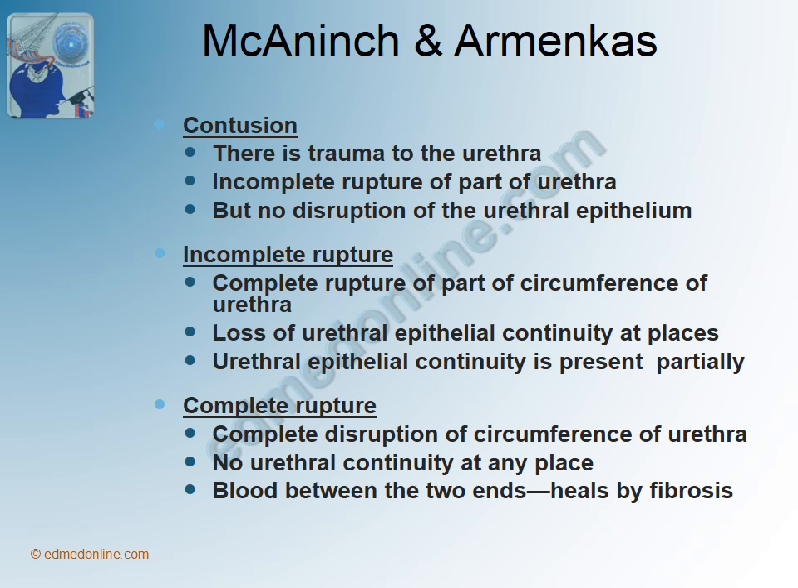The third is a complete rupture, where there is a complete disruption of the circumference of the urethra. The two ends of the urethra have got separated. There is no urethral continuity either in the form of spongiosa or epithelium between the two ends, and usually there is blood which is present between these two ends, and this is important because this blood is a hematoma which will ultimately heal by fibrosis and separate the two ends of the urethra. And this has implications in the management of the patient.